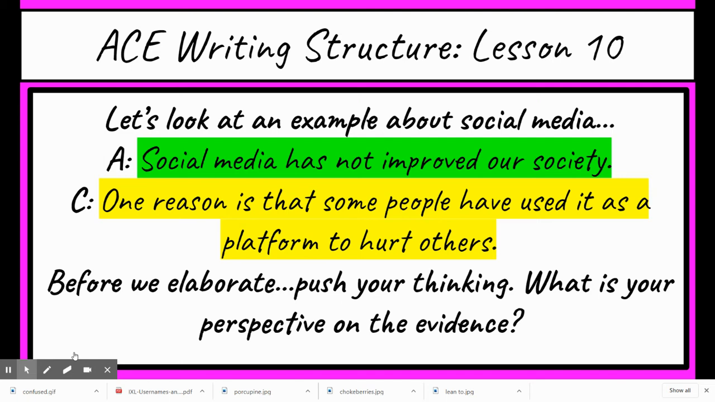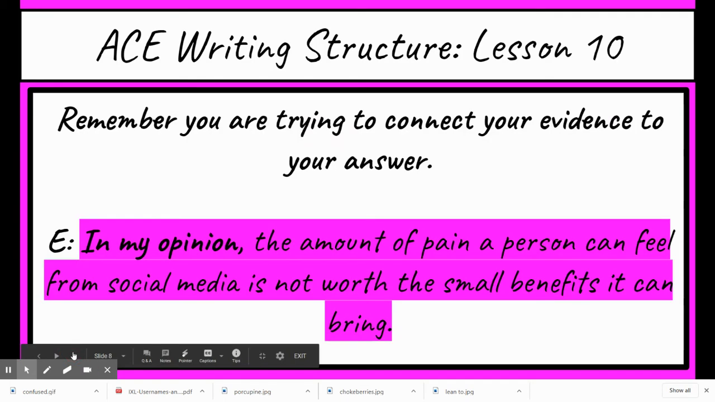Now, before we elaborate, you need to push your own thinking. What is your perspective on this evidence? Think about it. What do you think about people using social media to hurt others? Do you agree that that is something that it's used for? Do you disagree? Think about it.